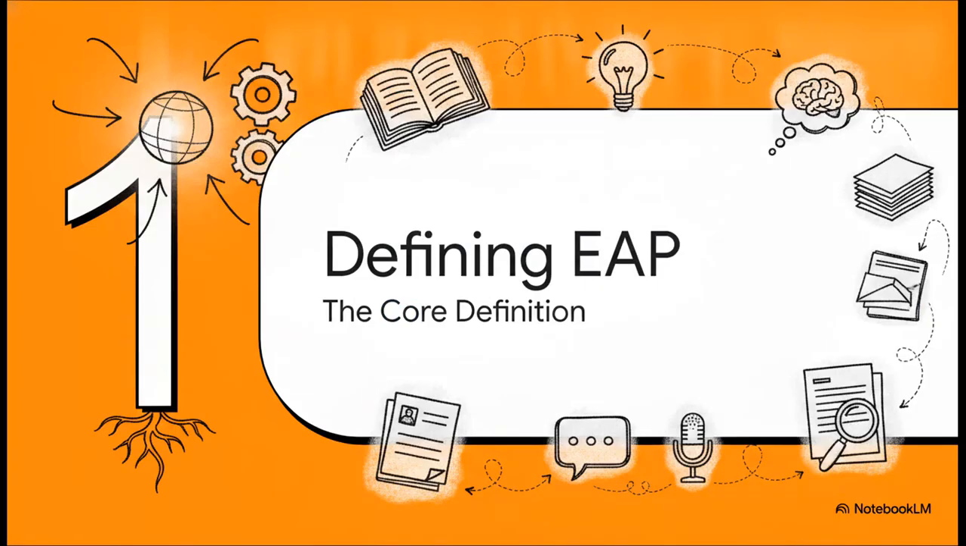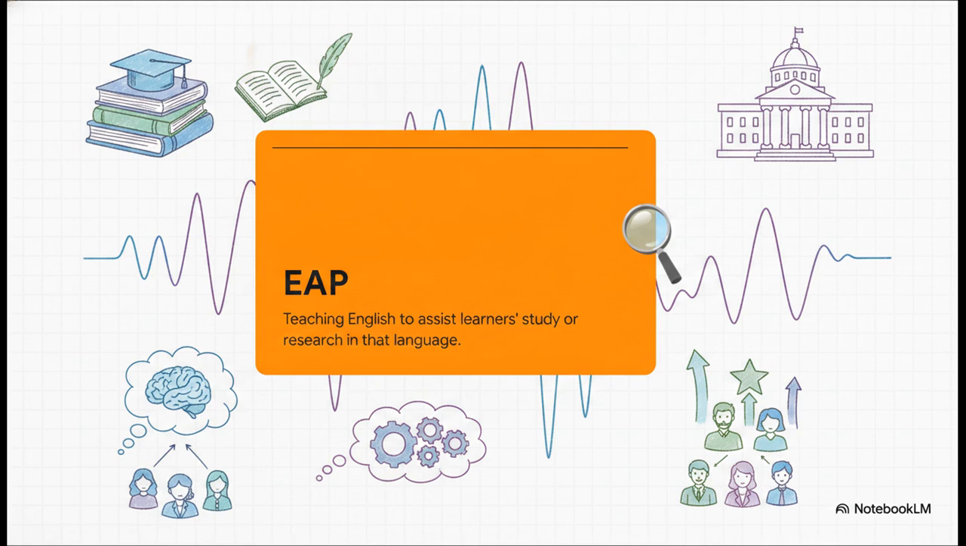Section 1, Defining Academic English, the core definition. Okay, let's dive in and start right at the very foundation. What exactly are we talking about when we say EAP? At its core, English for Academic Purposes is defined as teaching English with the specific aim of assisting learners to study or research in that language.